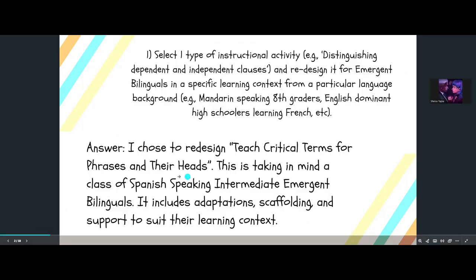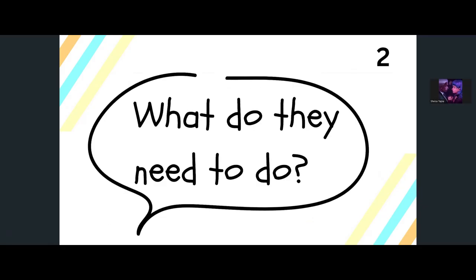As I have it written here, I chose to redesign one specific activity, which is teach critical terms for phrases and their heads. This is keeping in mind a class of Spanish speaking intermediate emergent bilingual students. As I talk, it's going to include adaptations, scaffolding, and support to suit their learning context. So, what do they need to do based on the activity that I'm going to give them? What do they need to do for that activity?